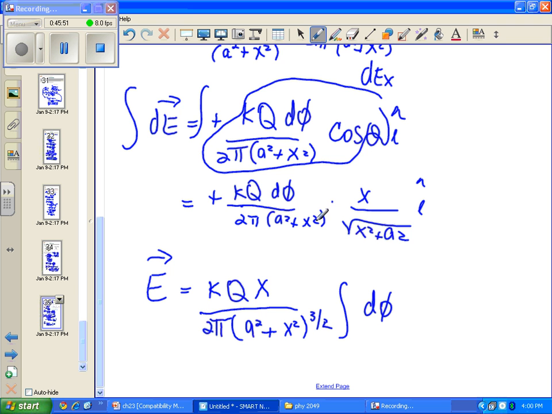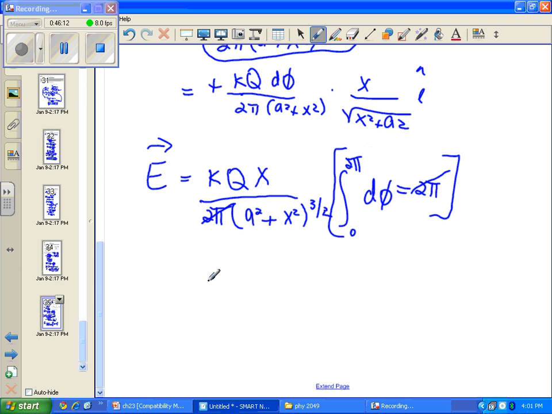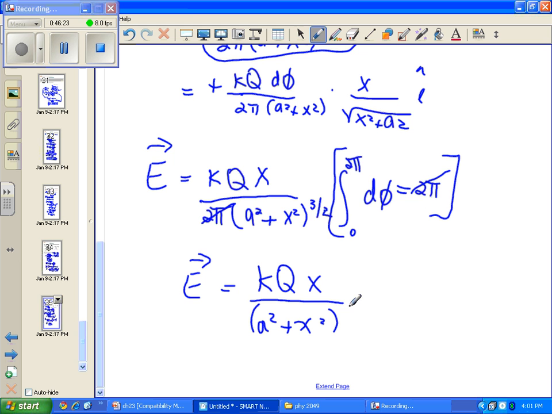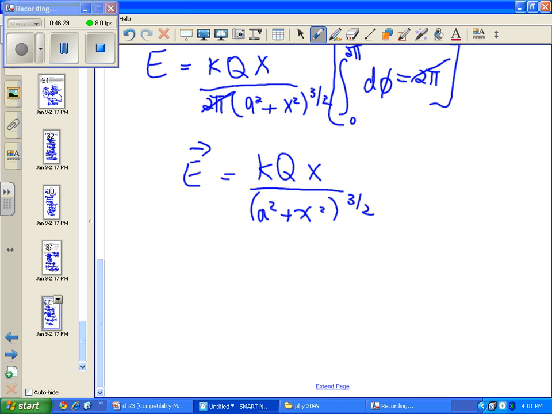Now I've taken a squared plus x squared and multiplied it by the half power from the square root, which gives me 3/2. And of course my charge, it's a full ring, 0 to 2 pi, which gives my integral a value of 2 pi. My 2 pi cancels that 2 pi, and the solution for the electric field equals kqx over a squared plus x squared to the 3/2. A little bit tougher of a problem, but we use symmetry to simplify the process for us.